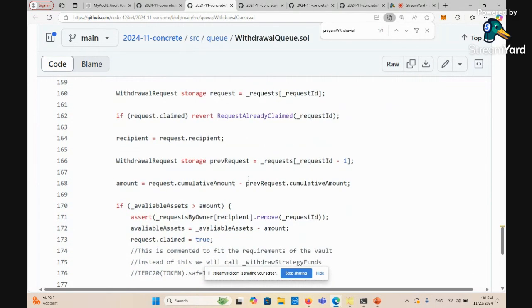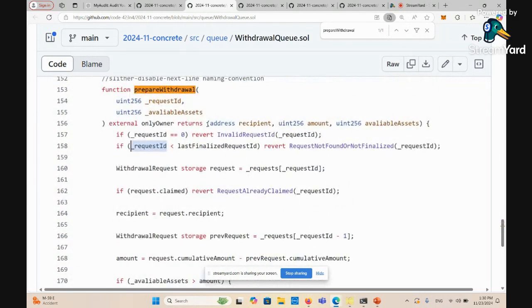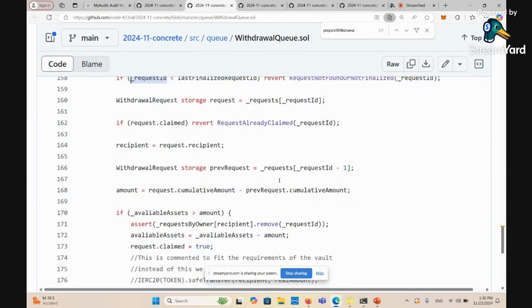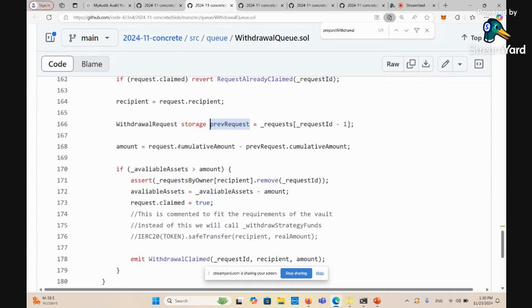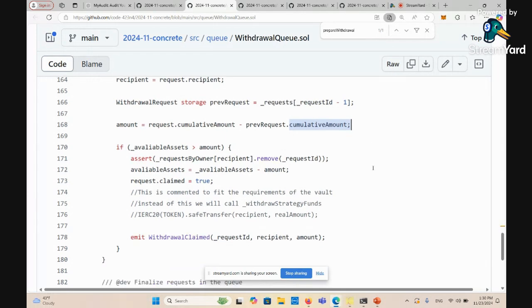And then in order to calculate the amount, because the argument doesn't give you an amount, we have to calculate the amount from the queue, whereas we have to retrieve the previous request. The real amount is actually the new cumulative amount minus the old one. So let's say the old one is 100, and then you request 30 more, so now the cumulative is 130. So in order to recover 30, you have to say 130 minus 100.